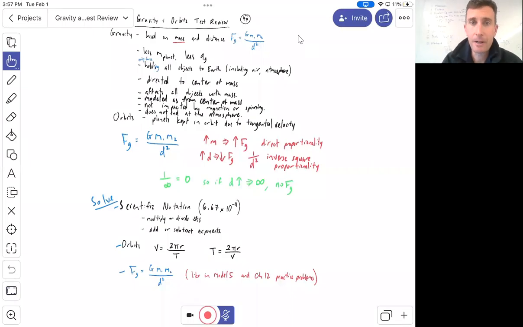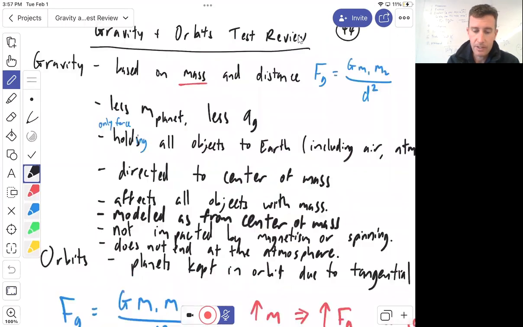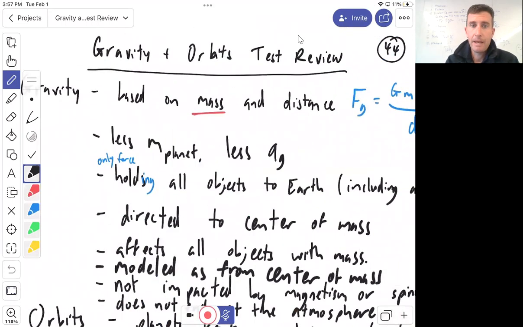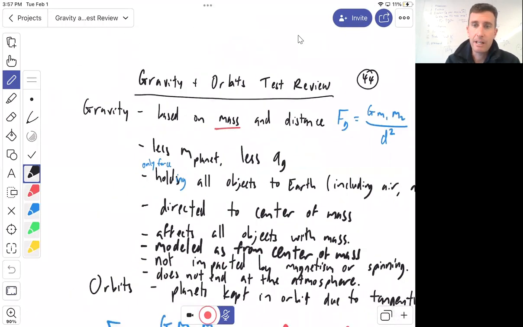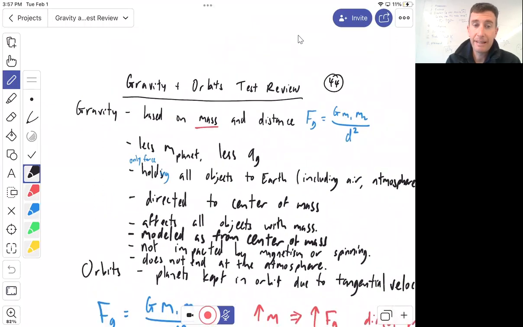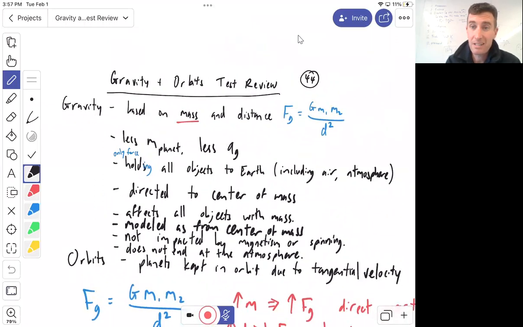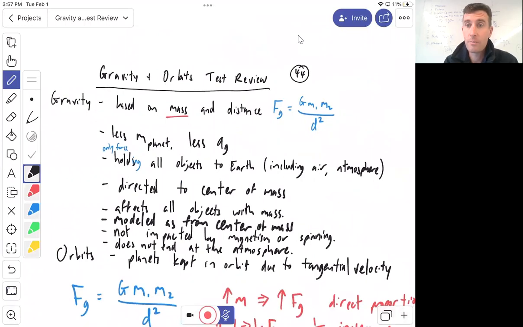All righty, welcome. So we have our gravity and orbits test coming up. So let's review. Okay, so first thing, a review on gravity. So a bunch of level 2 stuff. All of this is based off your gravity and orbits proficiency scale that is posted on Google Classroom along with this test review. So gravity is based on the mass and the distance.